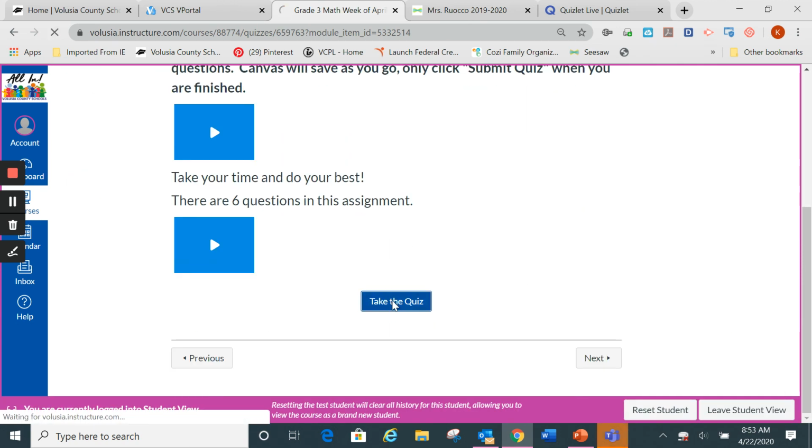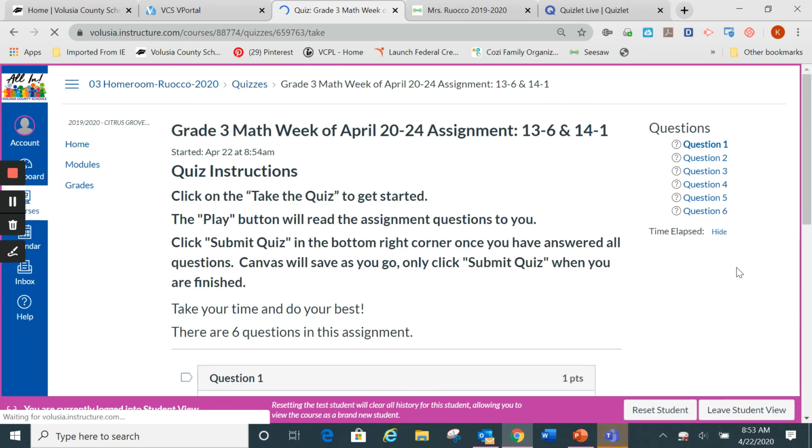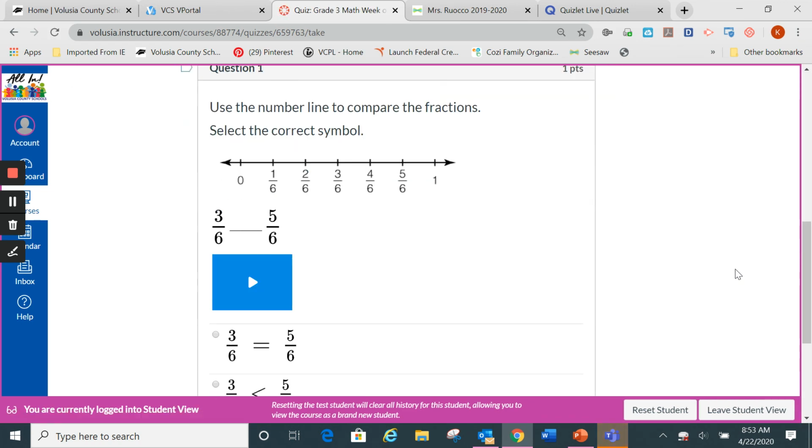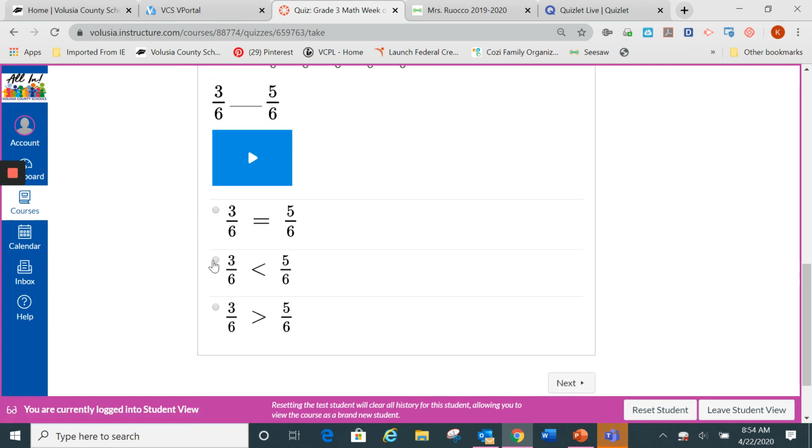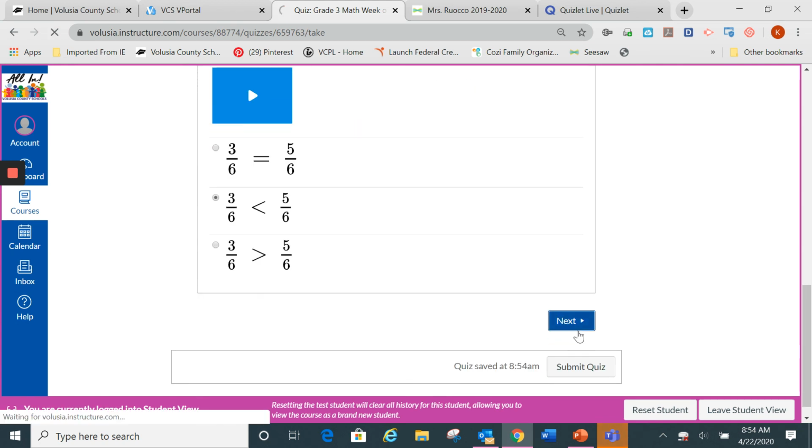Okay, so here's where you take your quiz. Using the number line, I'm going to walk you through this first one. Here's 3/6, here's 5/6. So I know 5/6 is bigger. So I want to make sure that this one is picked, and I'm going to hit next.